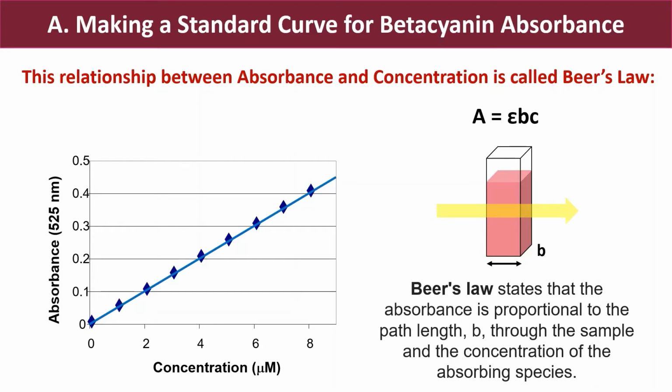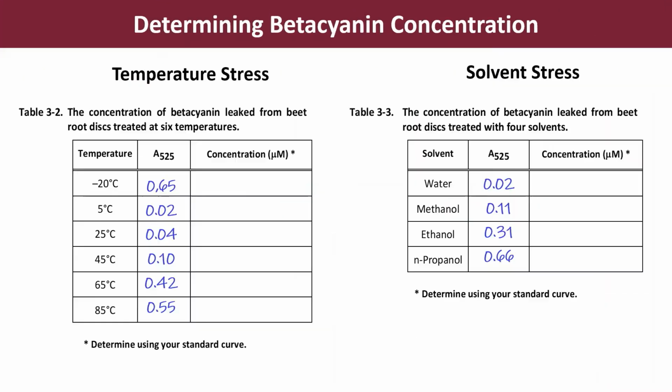We're going to come back to this graph and show you how to determine concentration when you have an absorbance value. So here's our data from the temperature tests and the solvent tests. You may notice that we still have not figured out what the concentration is of our Betacyanin leaked in each of these different conditions. So remember, I told you earlier that what we need to do is figure out these concentrations using our standard curves. So I'm going to show you how to do that right now.